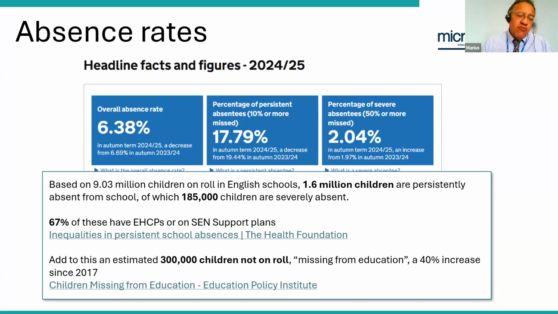And of these children, 2/3 are in school with EHCPs or an SEN support. 2/3. And what these figures don't show is an estimated 300,000 children who are not on roll in any school. And again, I'll be sending you the links to these supportive data so you can interrogate it for yourself.